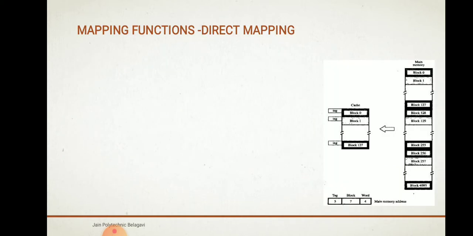Now I'll go to mapping functions. As I told in the previous slide, mapping functions are used to decide in which block the word should be loaded into the cache. That is the communication between cache and memory. That is, using these functions the main memory will decide into which location the data should be stored into the cache.